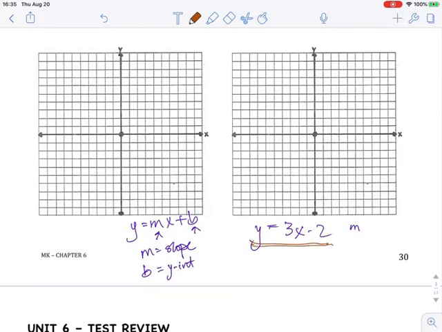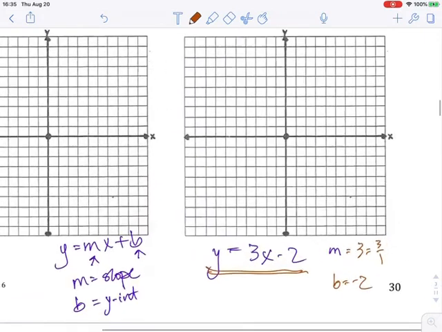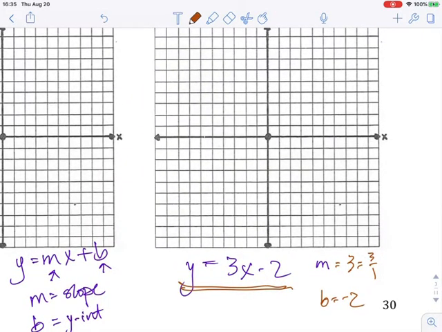line and try to graph it. The slope, if you said the slope is 3, you are correct. We want to write that as a fraction, 3 over 1. The y-intercept is negative 2. So, knowing these 2 pieces of information, that's all you need. You're going to go down to the y-intercept. It's not the x-intercept, it's the y-intercept, and a slope of 3.